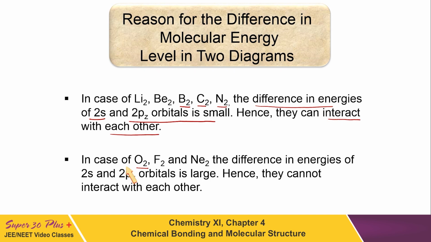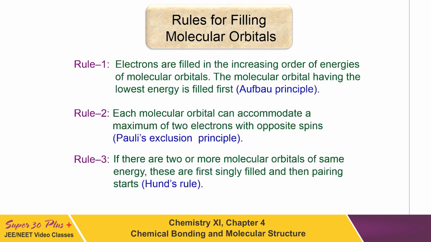But in case of O2, F2 and Ne2, the difference in the energy of 2s and 2pz orbital is large. Hence they cannot interact with each other. So there will be less interaction, or you say no interaction, between 2s and 2pz for these higher molecules. Alright, so that was the reason for the change in the energy order.